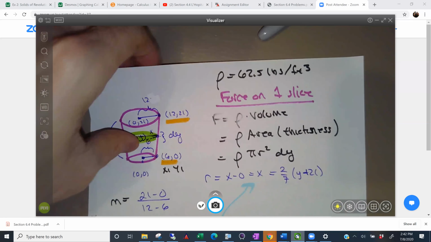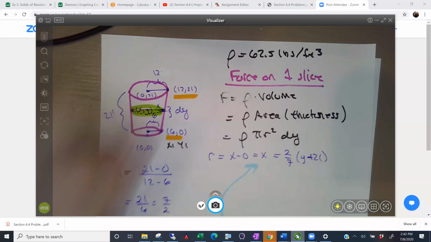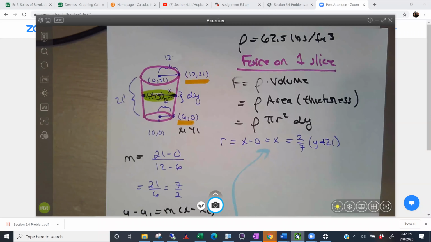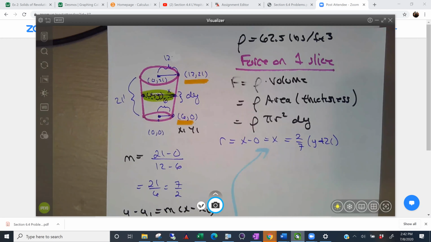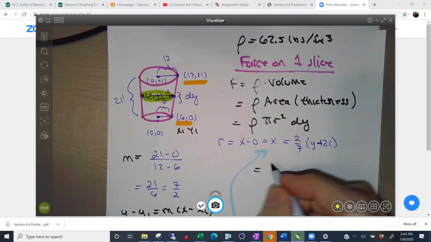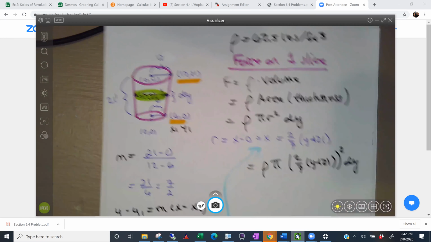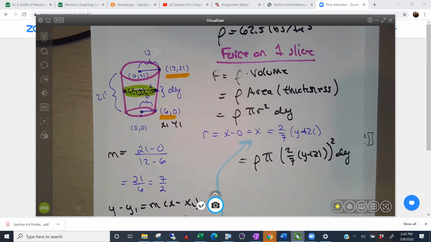Let's finish this up. Okay, so we can put this in for R. And we get rho times pi times 2/7 times y plus 21 squared times dy. So that's the force on one slice.